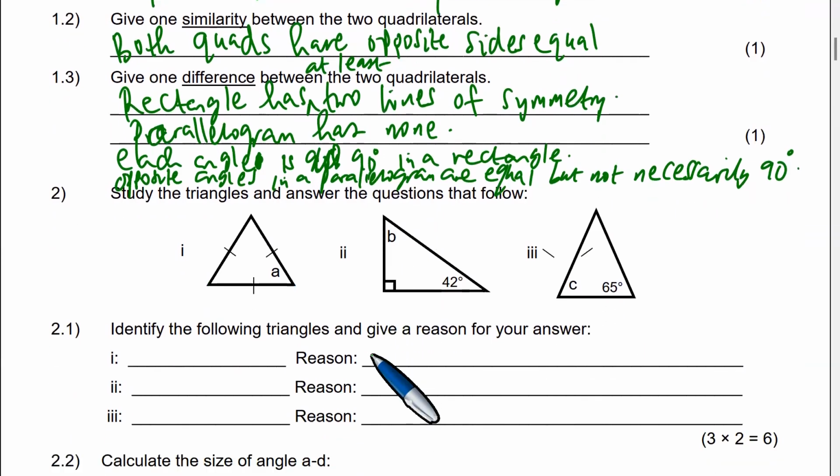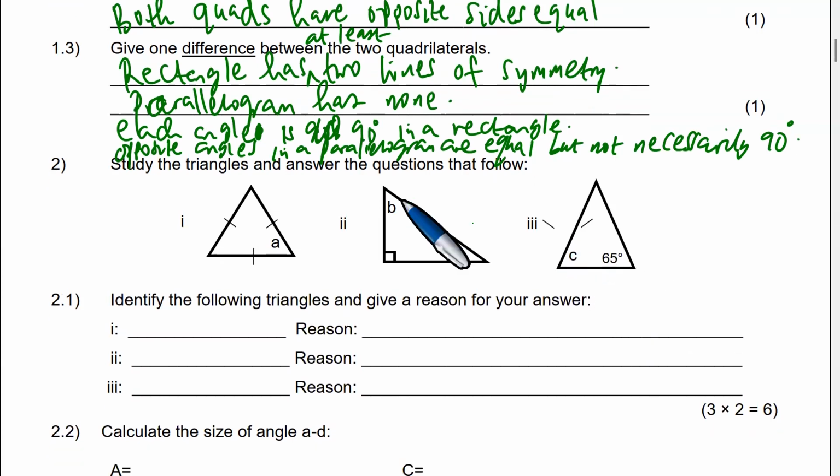If you look at 2, for example, study the triangles and answer the questions that follow. Here's one triangle that has all the sides equal to each other. Here's a triangle that has a right angle inside, and here's another triangle here. Yeah, this triangle appears to have moved. We're going to sort that out, because you can see that these marks were markings on a triangle. Okay, so we continue.